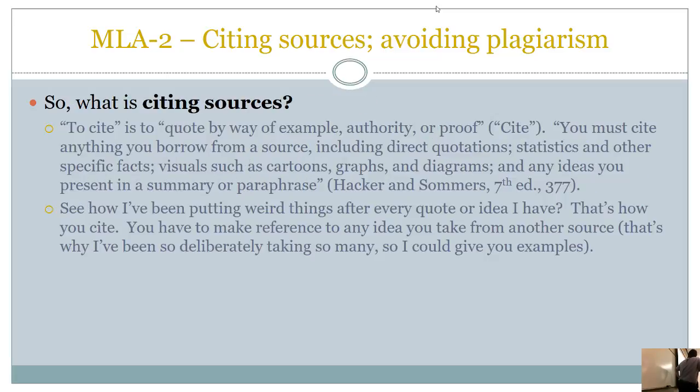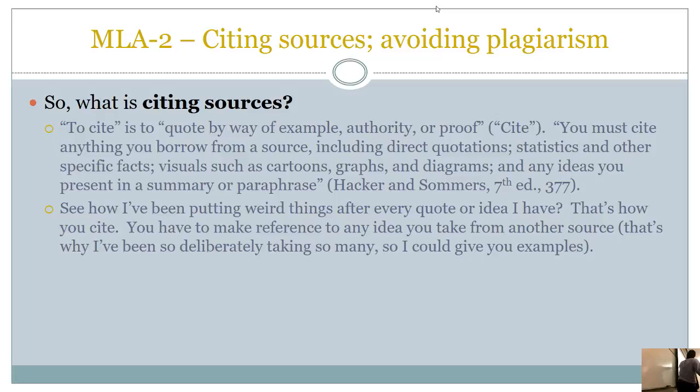And now, what does it mean to cite sources? To cite is to quote by way of example, authority, or proof. That's from the dictionary definition of cite that I looked up directly. You must cite anything you borrow from a source, including direct quotations, statistics, other specific facts, visuals such as cartoons, graphs, diagrams, any ideas you present in summary or paraphrase. And that's according to Hacker and Summers, but not this edition. It's actually the 7th edition of this book on page 377. This one here is the 8th.